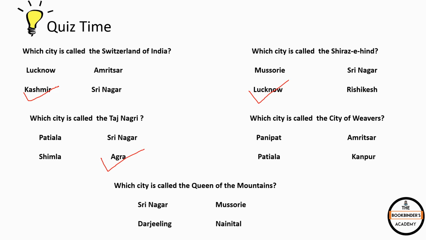Which city is called the city of weavers? We have already heard the story about how the weavers from Multan and Sindh shifted their base to Panipat. So the answer is Panipat. Which city is called the Queen of Mountains? Which is the state that is coming right under the Himalayas? It is Uttarakhand, and hence the city which is referred to as the Queen of Mountains is none other than Mussoorie.